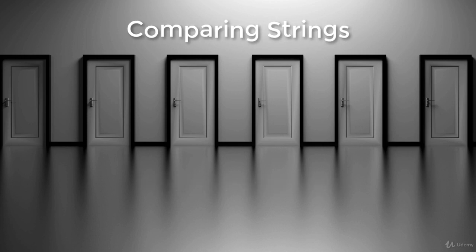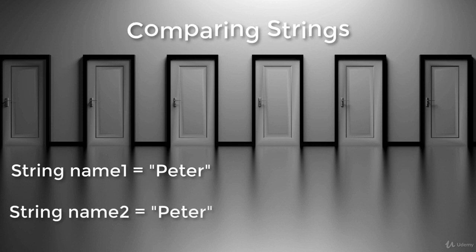We will look at classes and objects in more depth later on. For now, consider the following example. String name1 equals Peter. String name2 equals Peter as well. You can see the spelling for the two is exactly the same. So what happens in memory when we create these two strings or these two objects of text?